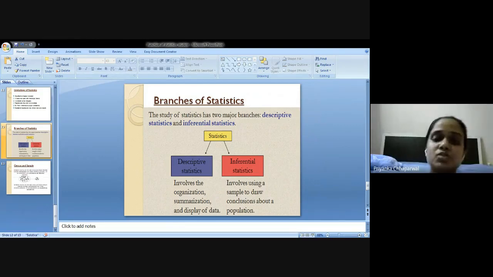So in the next class we will understand what is the data, how to present the data in tables and graphs, and what is the frequency distribution, then how to calculate upper class, lower class, what is the class center. We will cover all these things in the next class.